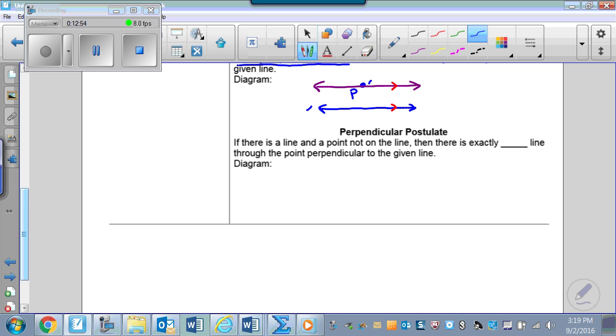All right. Same kind of thing with perpendicular lines. If there is a line and a point not on the line. So here's our line again. Here's our point not on that line. There is exactly one line through this point right here that's perpendicular to this given line. And there it is right there. Only one of those lines I can draw through that point.